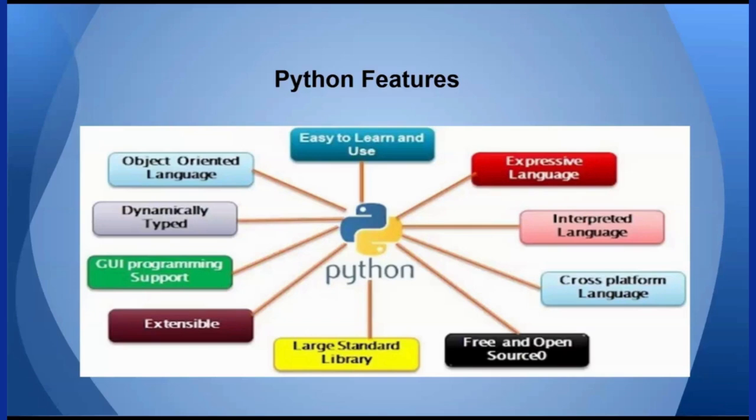Extensible language, because Python can very easily integrate other languages like HTML, CSS, Java. GUI programming support. GUI is graphical user interface. As I said, it is used for designing, and it has a framework called Tkinter that helps you to create a GUI. Dynamically typed, because you don't have to declare the data type of your variable. Object oriented language, because it contains all the concepts of object oriented languages, right?